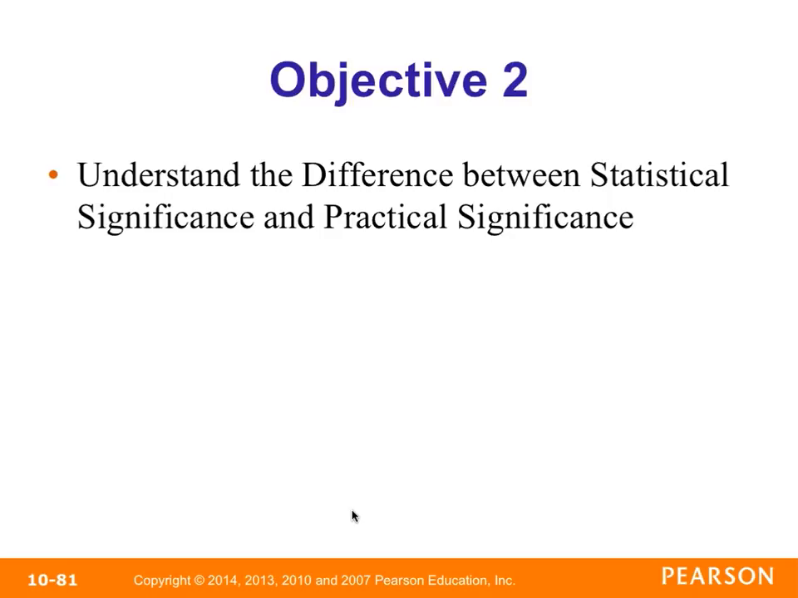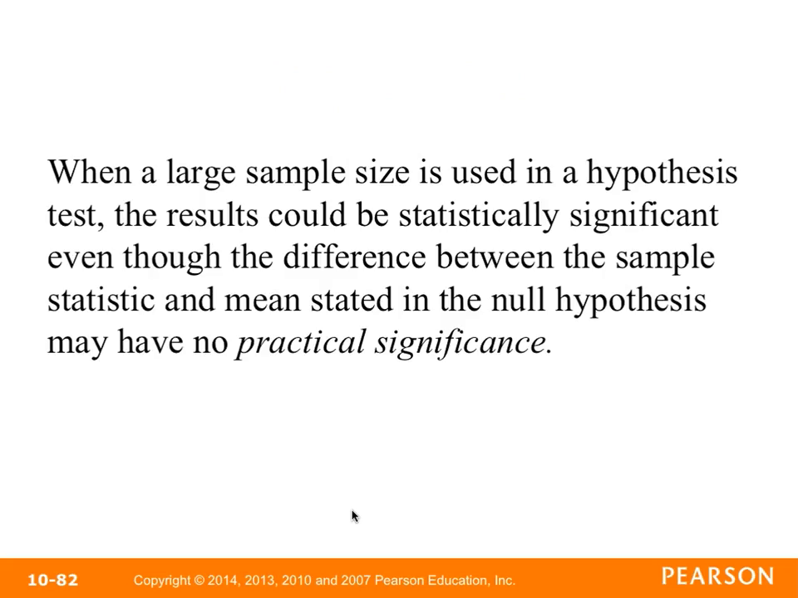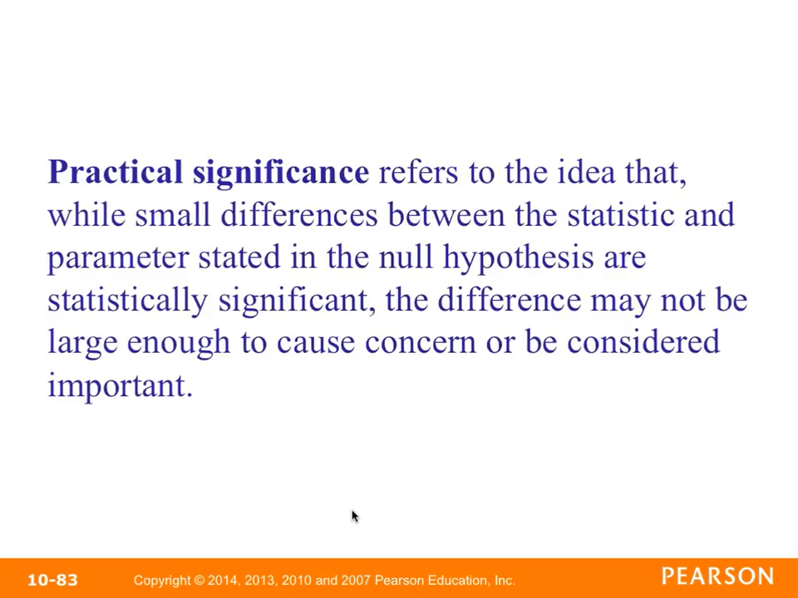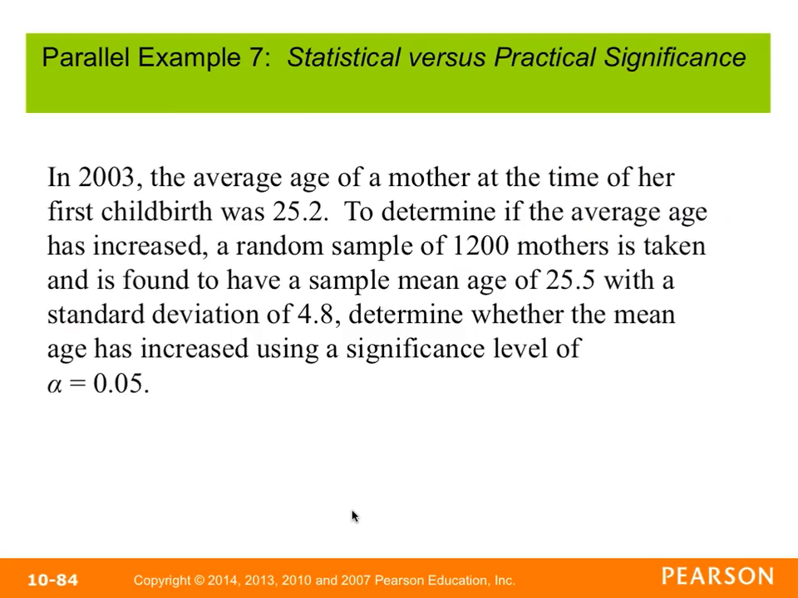Okay, objective 2 is about understanding the difference between practical and statistical significance. So when a large sample size is used in hypothesis testing, the results might end up being statistically significant, even though there is no actual practical significance. So practical significance kind of refers to the idea that even though small differences between a statistic and a parameter might be statistically significant, the difference might not be large enough to cause any concern or actually be considered important. So let's look at this example here.